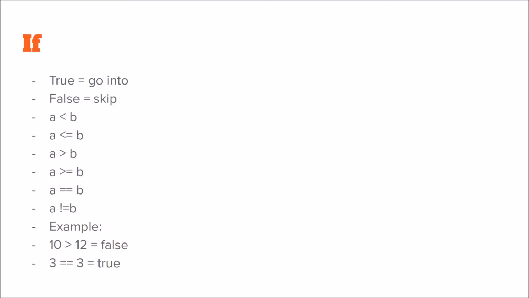Examples are like A is less than B, A is less than or equal to B, A is greater than B, A is greater than or equal to B, A is equal to B, or A is not equal to B. Examples are 10 is greater than 12, and that is obviously false because 12 is larger. Or 3 is equal to 3, and that is true because they hold the same value.